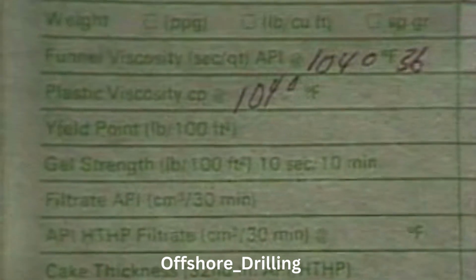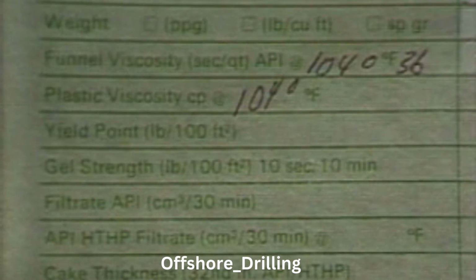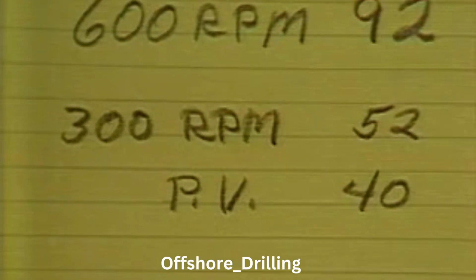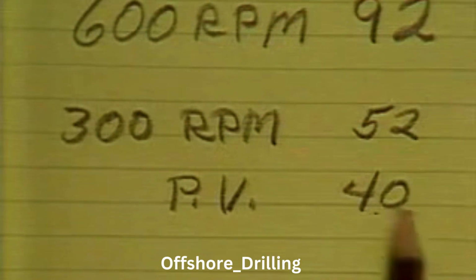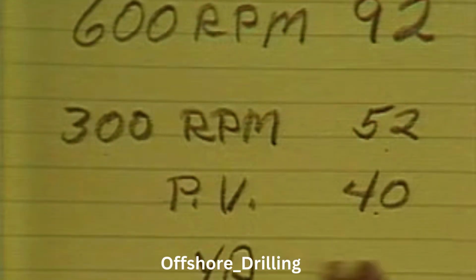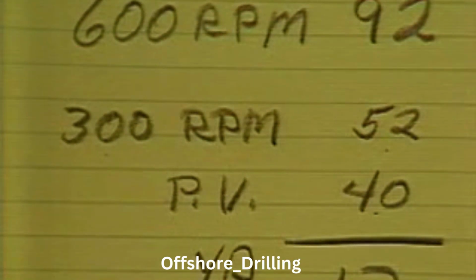Yield point is measured in pounds per 100 square feet, and it's figured mathematically from the figure you got for plastic viscosity. Subtract the plastic viscosity, which is 40, from the 300 RPM reading, 52. This gives you a yield point of 12.